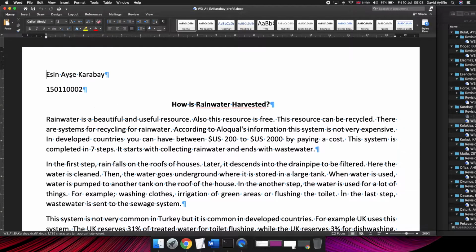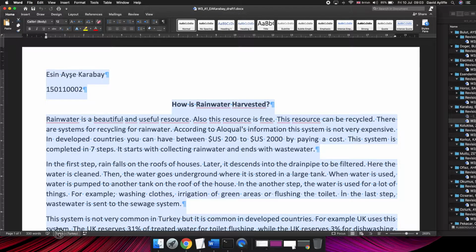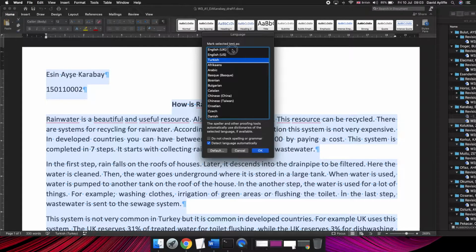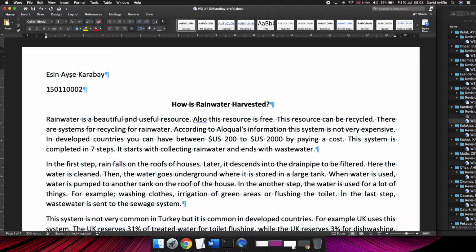Okay, Aisha. How is rainwater harvested? Aisha, you don't know how to set your language to English, yeah? How is rainwater harvested?